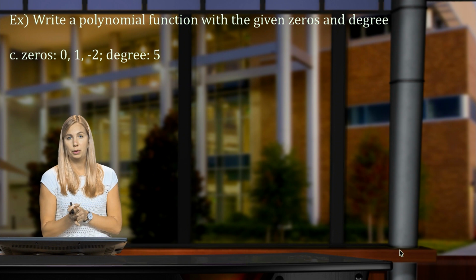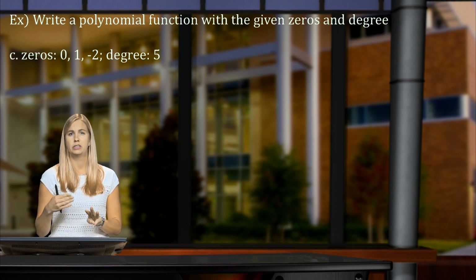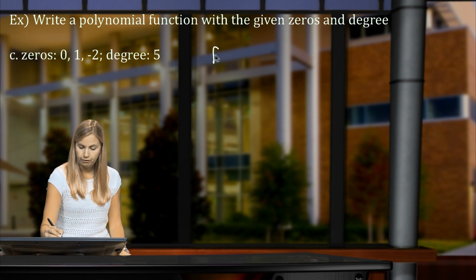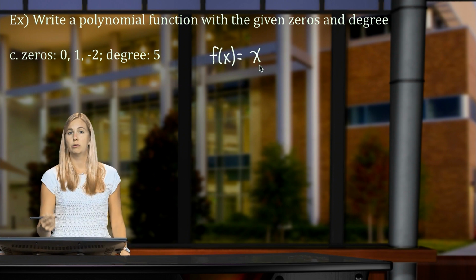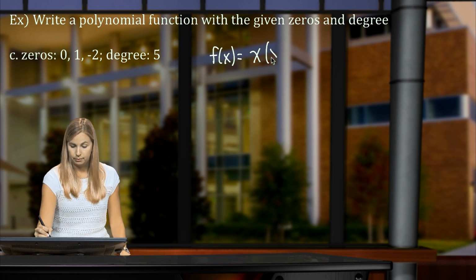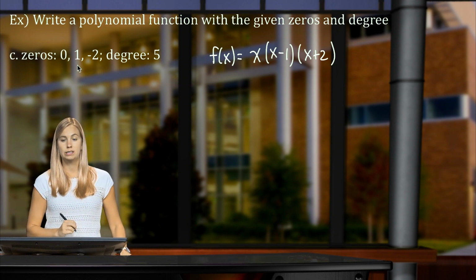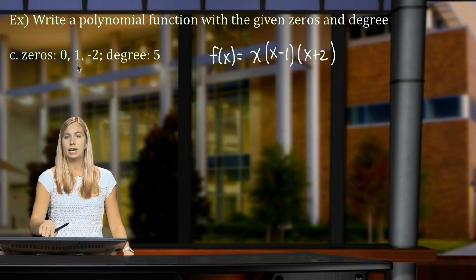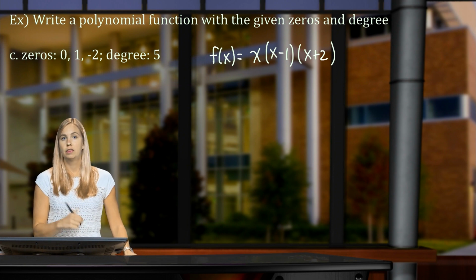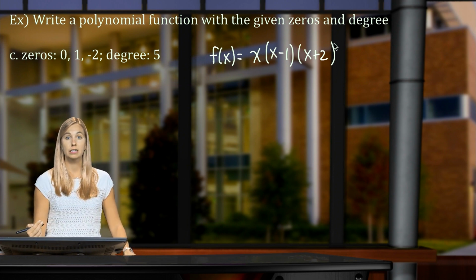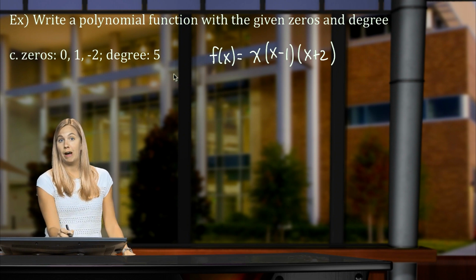In our next example, we have 3 zeros, but now we see we have a degree of 5. So we're going to see how that plays a role. Set up your factors. f of x equals x minus 0, which is just x, times x minus 1 times x plus 2. Those factors come from our 3 zeros. Now, if we look at what we have here, the degree of this is 1 plus 1 plus 1, which is only 3. So I need a degree of 5.